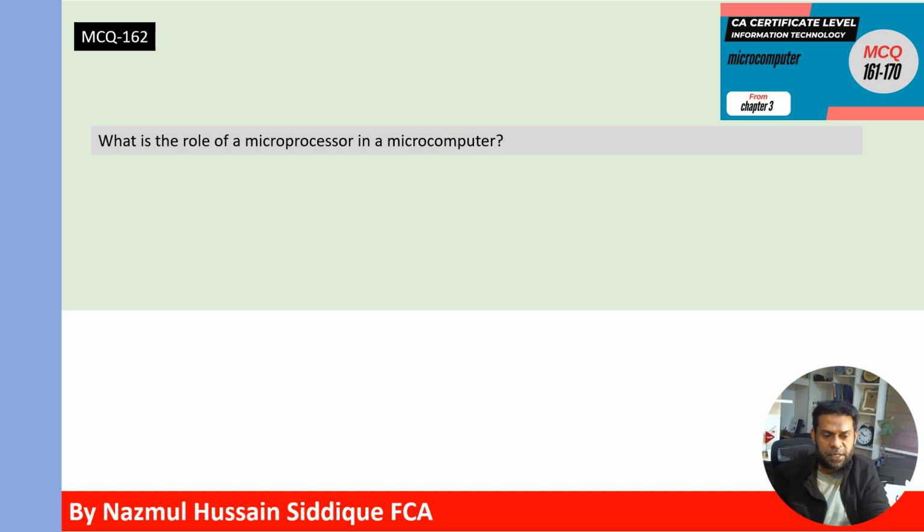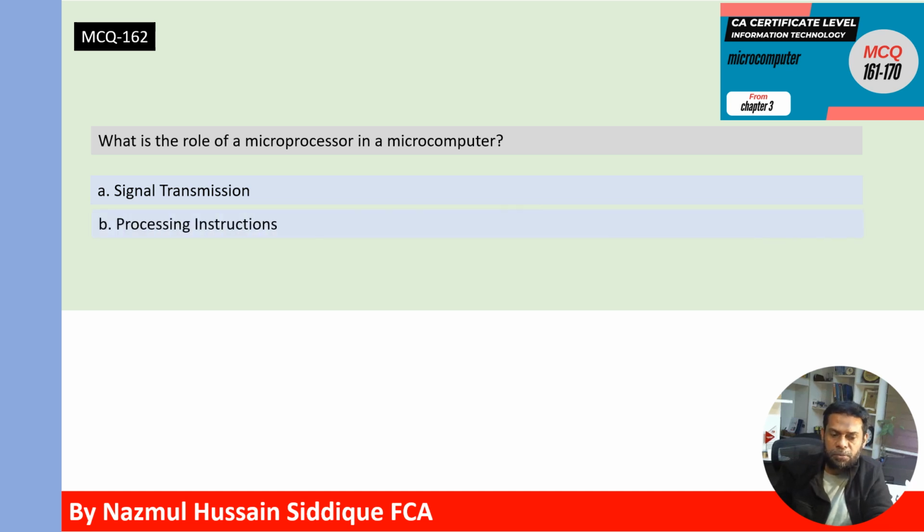Question 162. What is the role of a microprocessor in a microcomputer? Option A, signal transmission. Option B, processing instructions. Option C, data storage. Option D, displaying graphics.